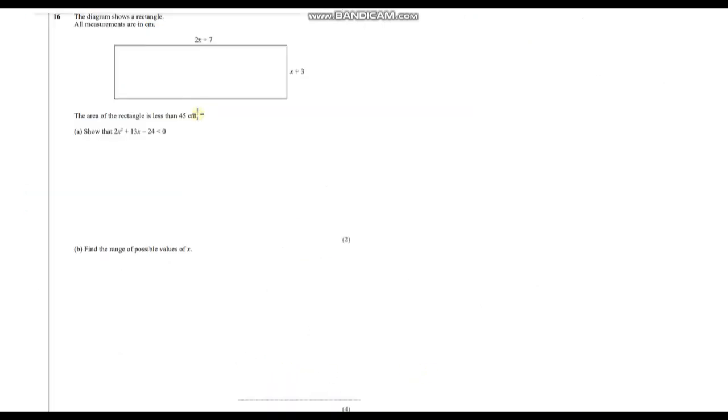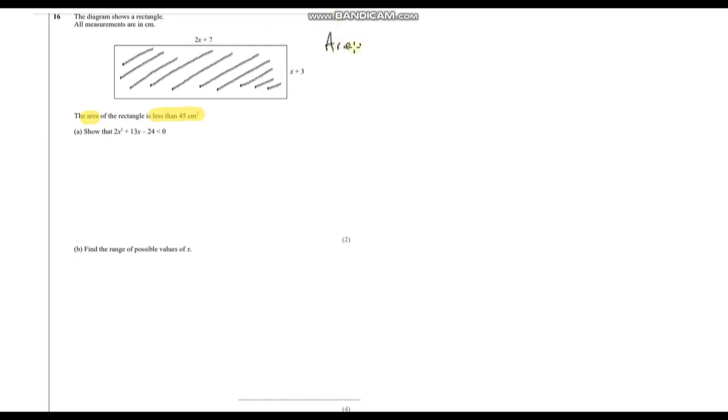Question 16. The diagram shows a rectangle. All measurements are in centimeters. The area of the rectangle is less than 45 centimeters squared. We need to show this inequality to be true. Right, so we're given an expression for the width and the length. So we can write an expression for the area of our rectangle just by multiplying these two expressions together.